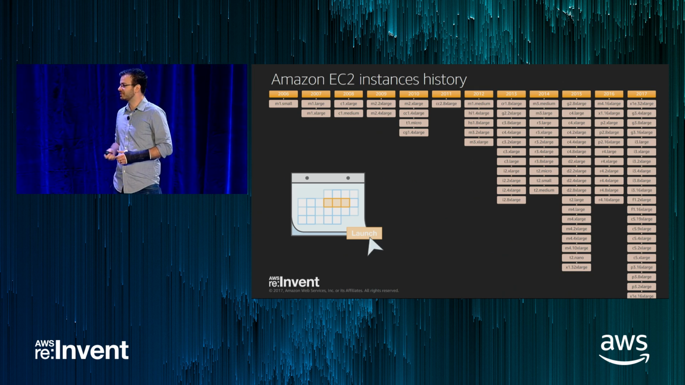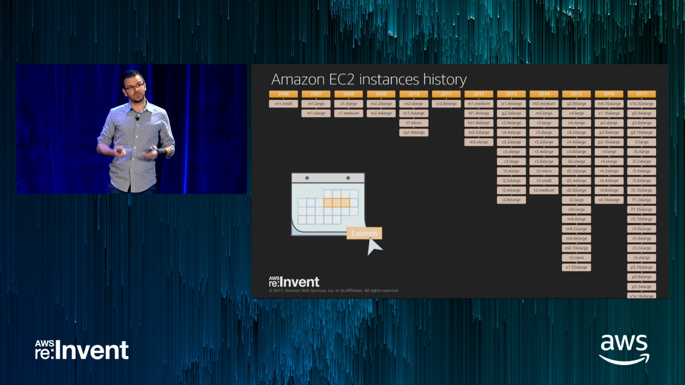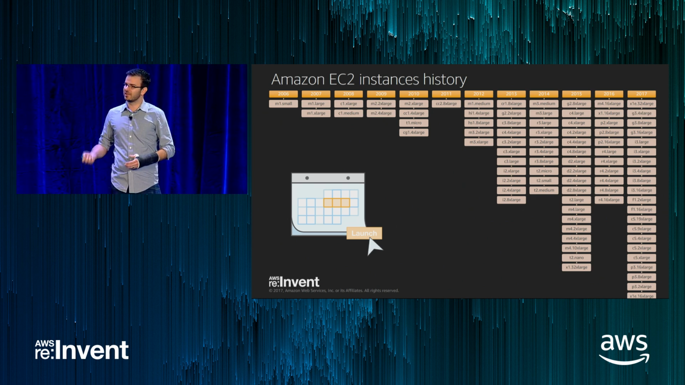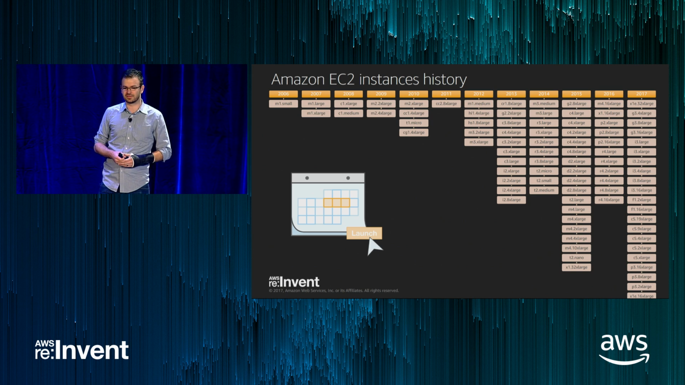Now, I have a lot of customers who ask me, do I have to move to a new instance? Do I have to upgrade? And if you don't want to, you don't have to. You can still launch the M1 instance on EC2 that we originally launched all those years ago. But it's only available in the AZs that it was originally launched in, and we aren't putting new M1s in new regions that we come out with.